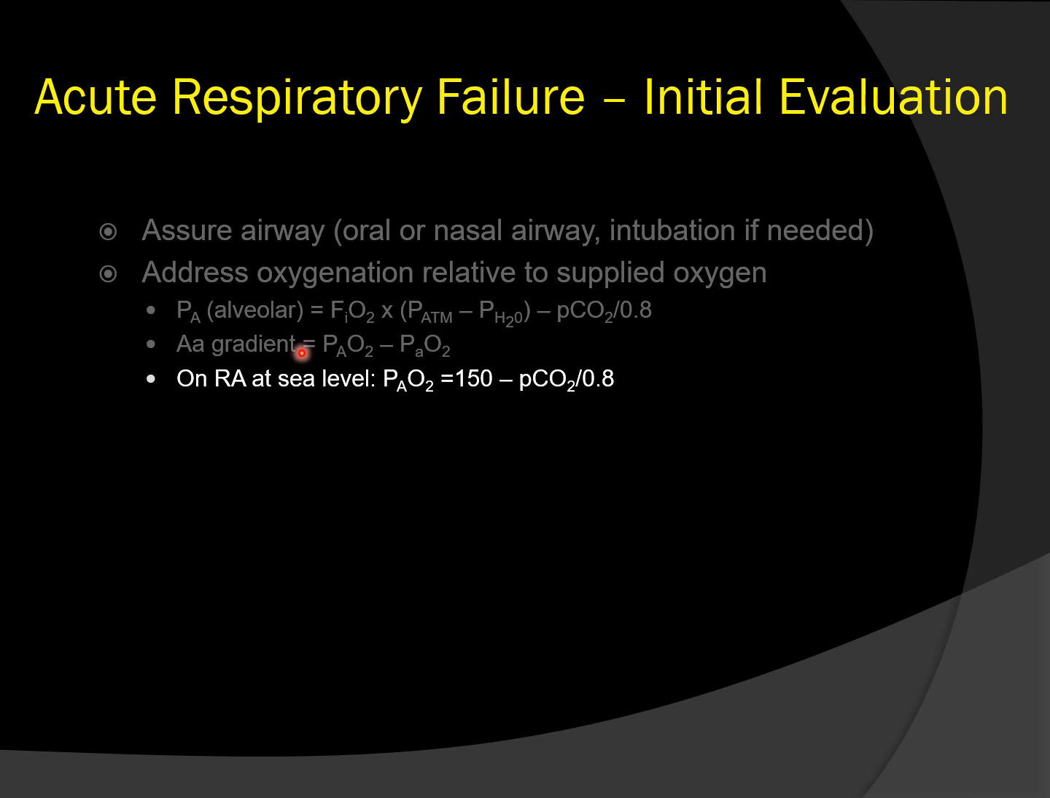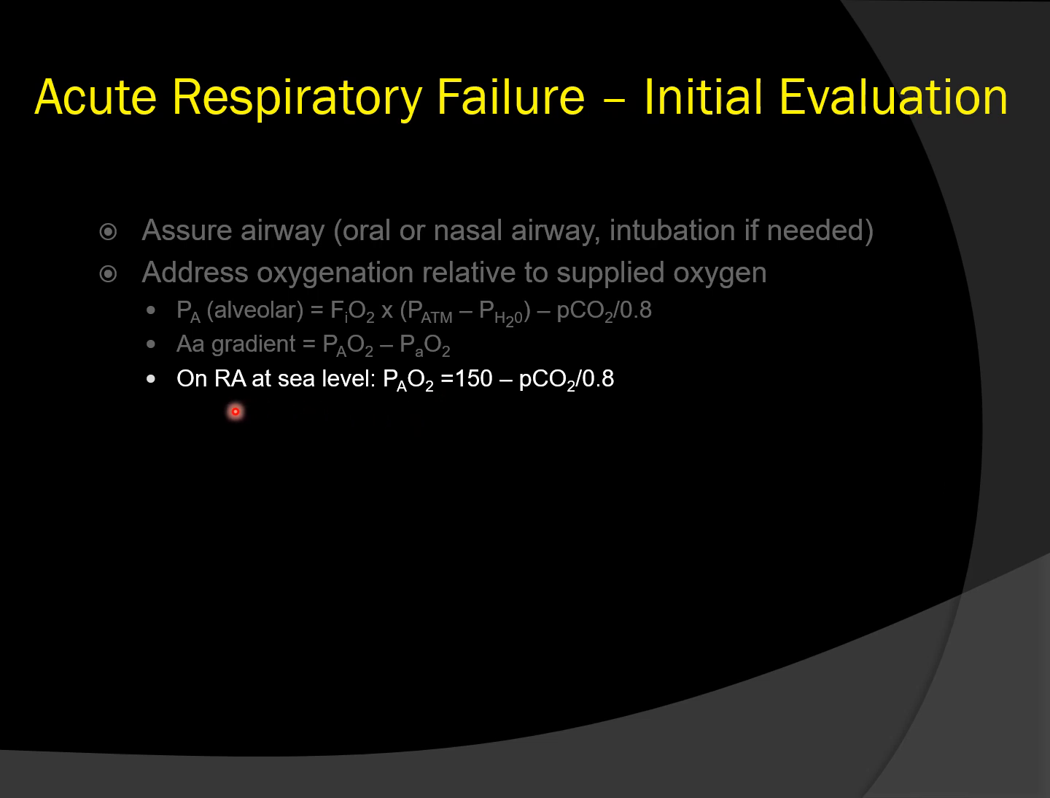Now, this equation that I showed you a minute ago can simplify on room air at sea level, because on room air we know FiO2 is 0.21, and at sea level we can put in 760 and 47 for the atmospheric and water pressure respectively. So this entire product of FiO2 times (P atmosphere minus P water) simplifies to 150.